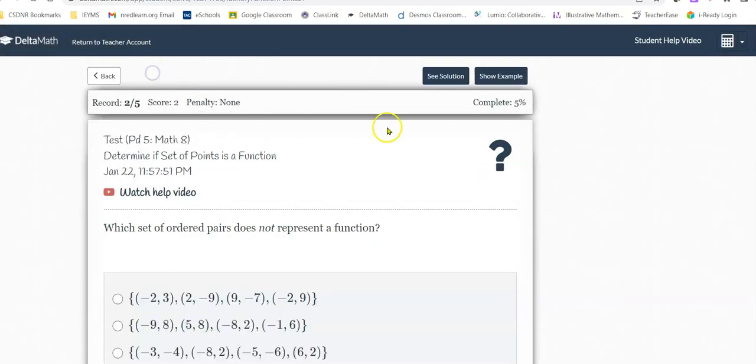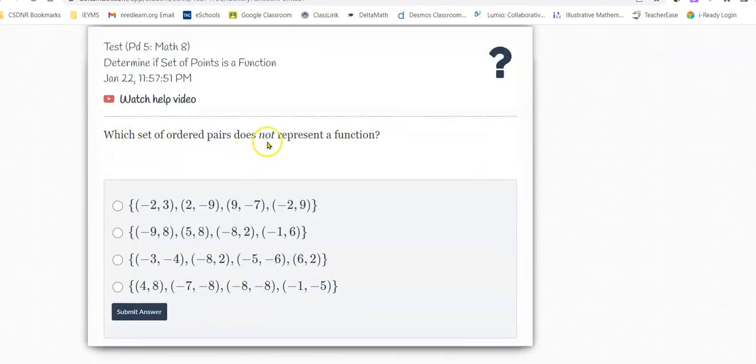Which relation is not a function? That's what this question is asking as well. Which ordered pairs are not a function? So I'm looking for repeating x values with different y values. So that first one, not a function. Every other option here has all unique y's, right? None of these y's have any repeats. They're all unique.